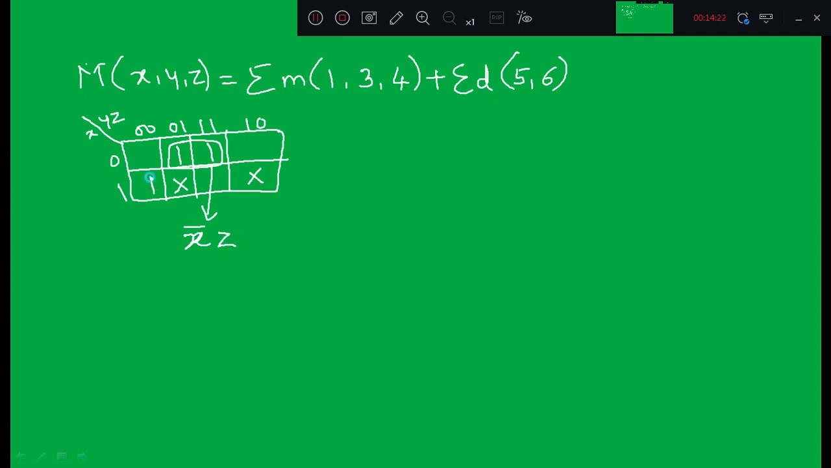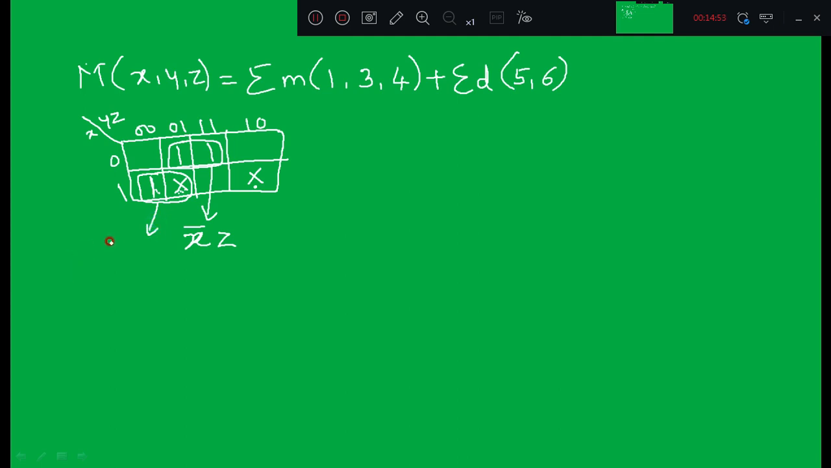Now this one can be grouped either with this don't care or with this don't care, because these two are physically adjacent and these two are logically adjacent, right? So I hope you are aware of physical adjacency and logical adjacency. So this one can be grouped with this don't care, so both the expressions are correct.